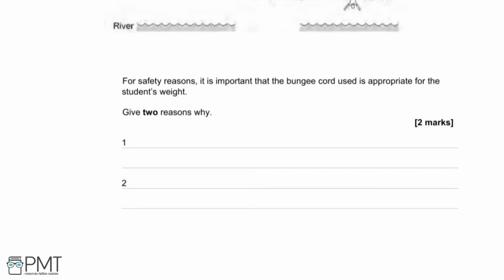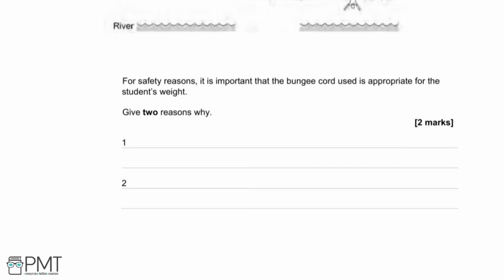For safety reasons, it is important that the bungee cord used is appropriate for the student's weight. Give 2 reasons why. So, one way to approach this question is to think about a really extreme circumstance. Imagine that an elephant was using the same bungee cord as the student. Why would this be unsafe?